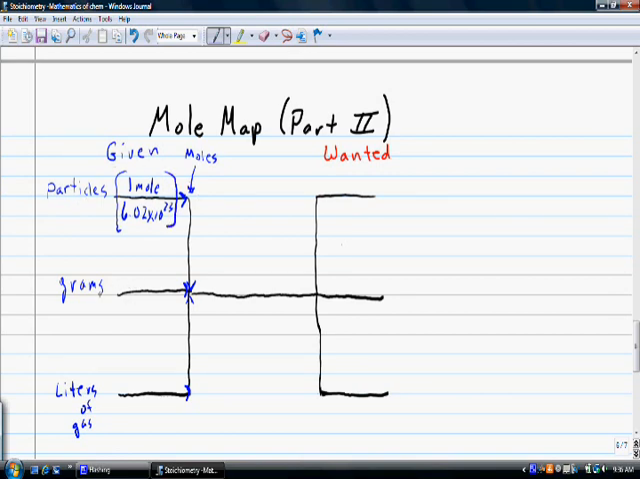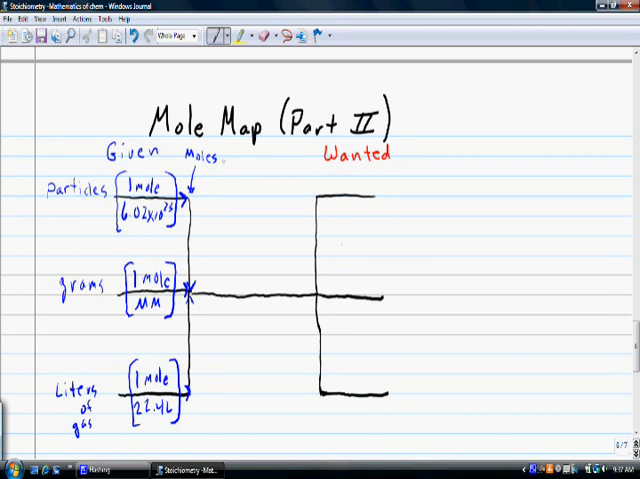If you start with grams in a problem, the first thing you want to do is change it to moles by multiplying it by 1 mole over the molar mass, and this comes from the mole map part 1, in which we were only working with one particular substance. And then what we just showed in the last video was that 1 mole of a gas is the same thing as 22.4 liters of gas. So those are your conversion factors that go from where you're given to moles of given.